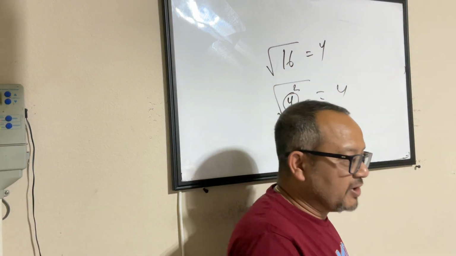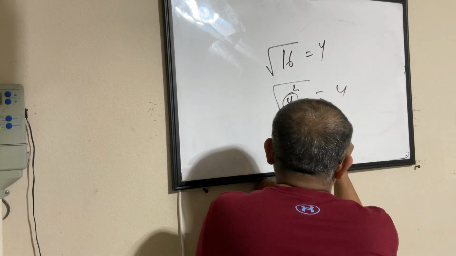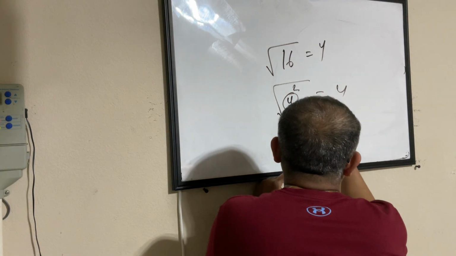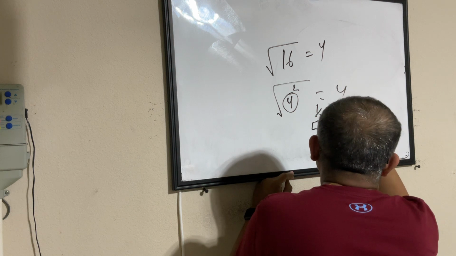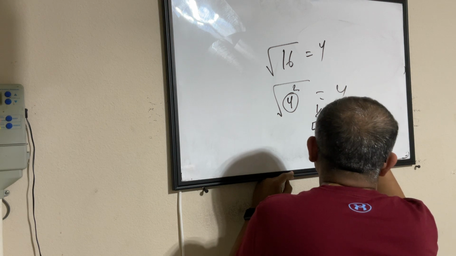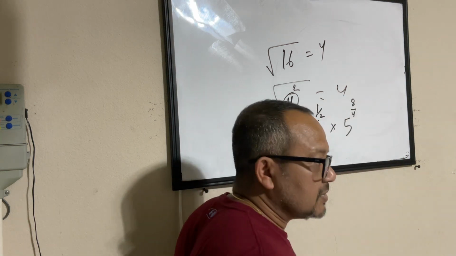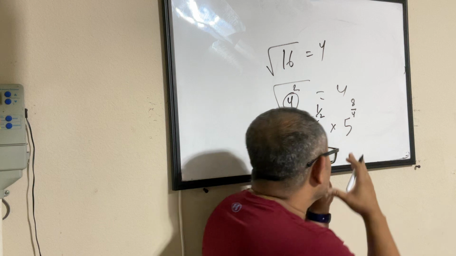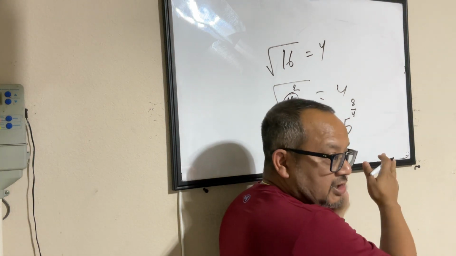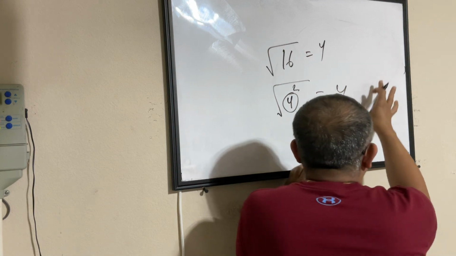Let me make it more painful. And how will I do it? If I say 5 to the power 1 by 2 into 5 to the power 8 by 4, this is when it will look scary on its outlook, okay? 1 by 2, 8 by 4, or maybe somebody says, okay.